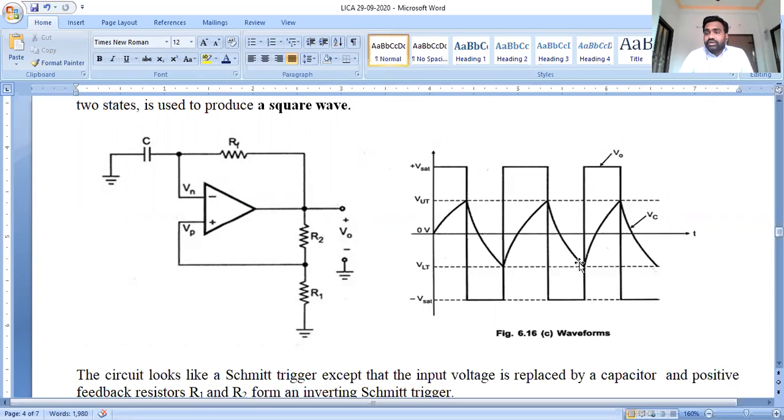This periodic swing happens when the capacitor is charging and later discharging with respect to our two reference voltages, the upper threshold voltage and lower threshold voltage, which are provided by the feedback resistances R1 and R2. The entire circuit is quite similar to our Schmitt trigger. Here also we have positive feedback, but the main point of discussion is that there is no input voltage here.